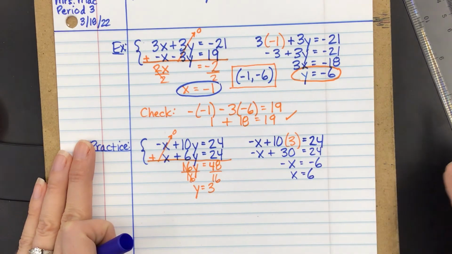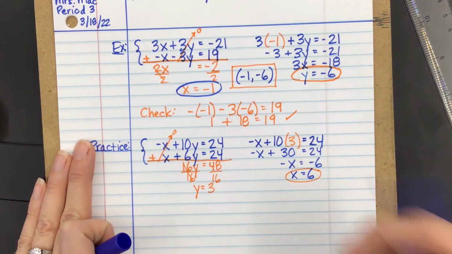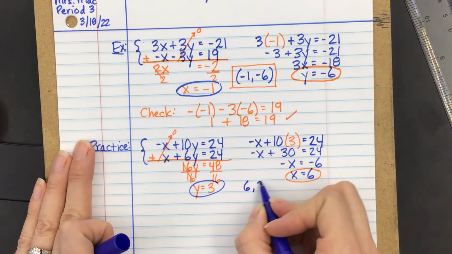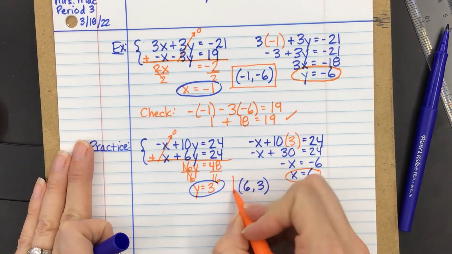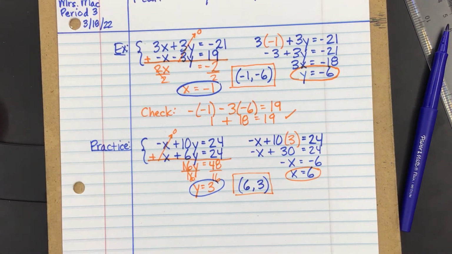Did you guys get that x is 6? Yeah. Wonderful. Okay. So our ordered pair then is 6, 3. Let's take a look at a different type of problem now.